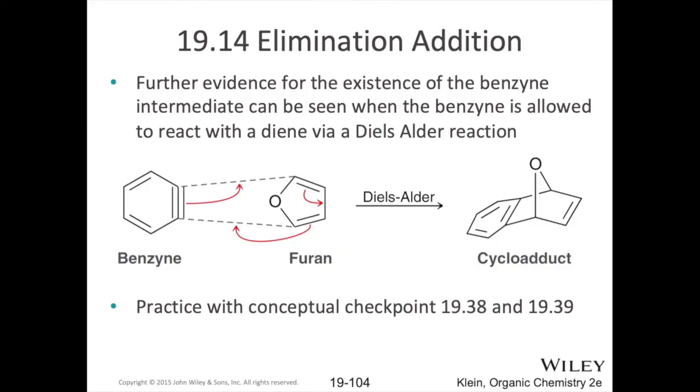Another piece of evidence to show that we're going through a benzyne intermediate is, remember, these benzynes are really reactive. They readily will undergo a Diels-Alder reaction. So it's a really strong dienophile here. So if you have a diene readily available, so here we have furan, for example, note that we have the resulting cycloaddition product.